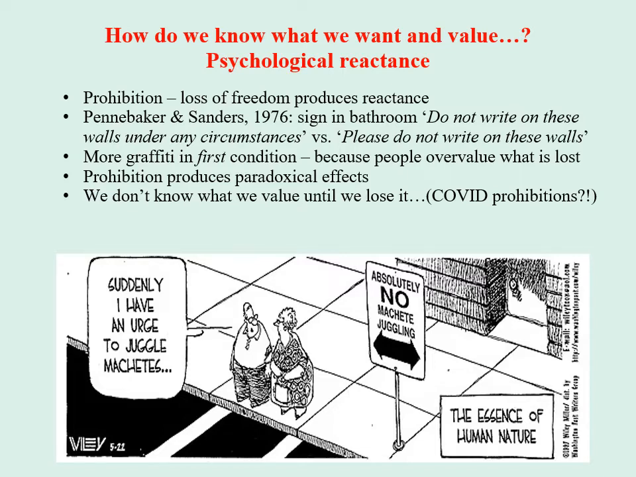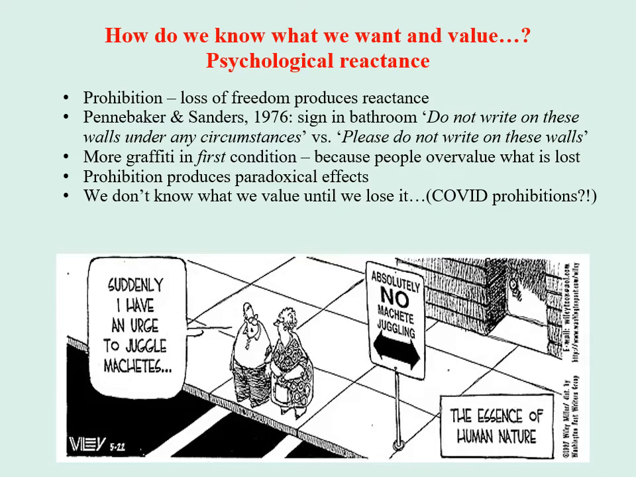This was experimentally demonstrated in an interesting study by Pennebaker and Sanders in 1976, who put a sign in the bathroom which read either "Do not write on these walls under any circumstances," or the sign just read "Please do not write on these walls." So one sign is a prohibiting sign, don't do it under any circumstances. The other one is a request. The question is, how would these 2 signs influence the frequency of graffiti?